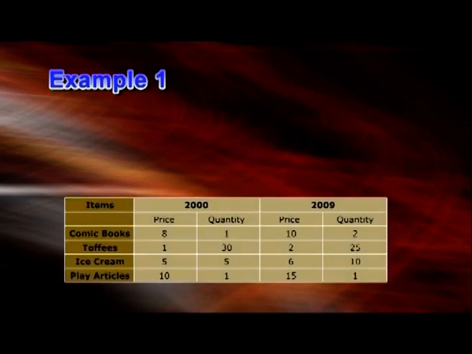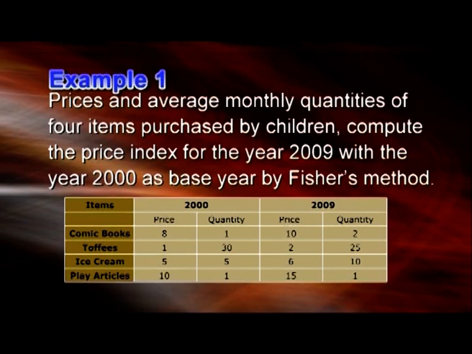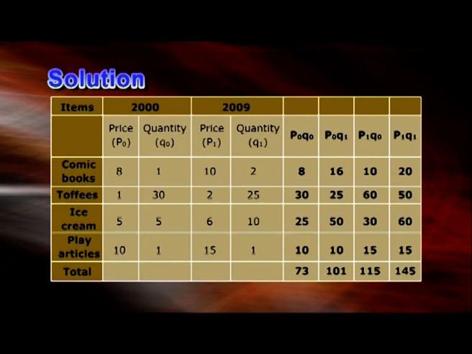Let us take examples to understand the concept of Fisher's ideal index and weighted average of relative index numbers. Example 1. Given the following data, prices and average monthly quantity of 4 items purchased by children, compute the price index for the year 2009 with the year 2000 as base year by Fisher's method. Solution. Let us first prepare the table for calculating the various averages.